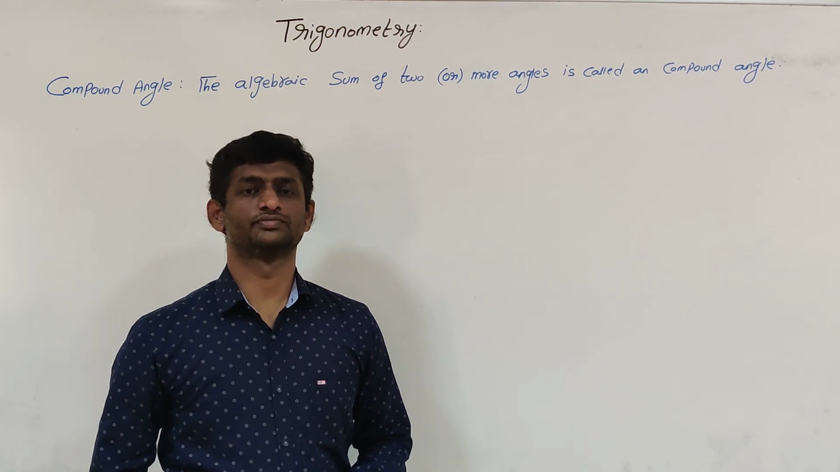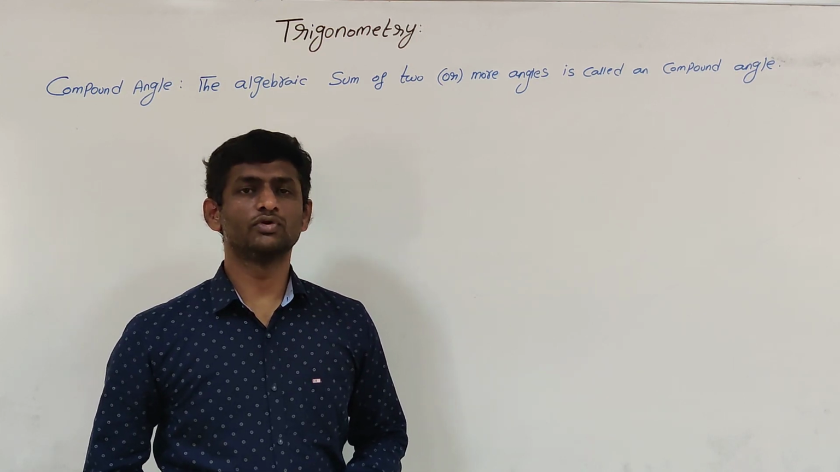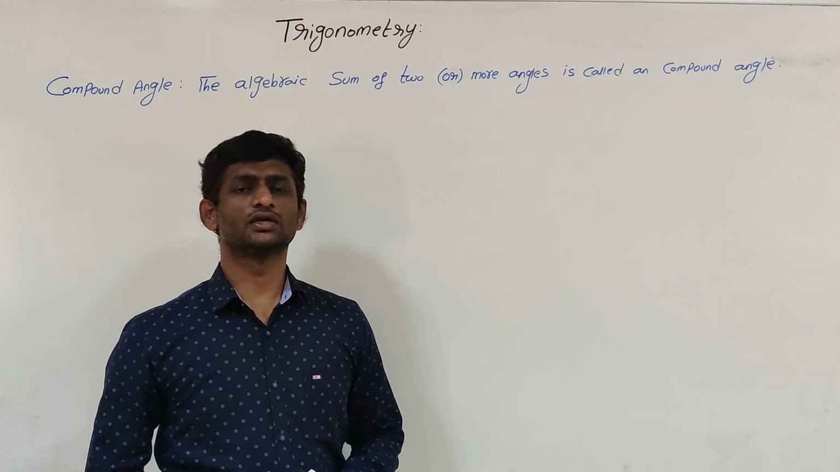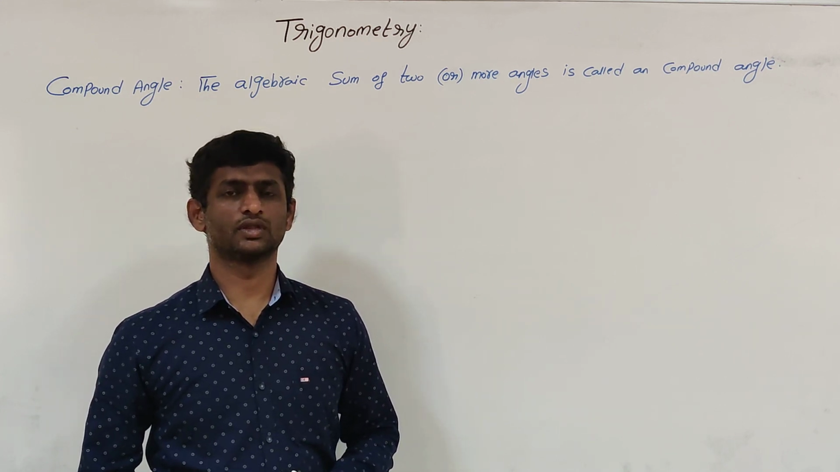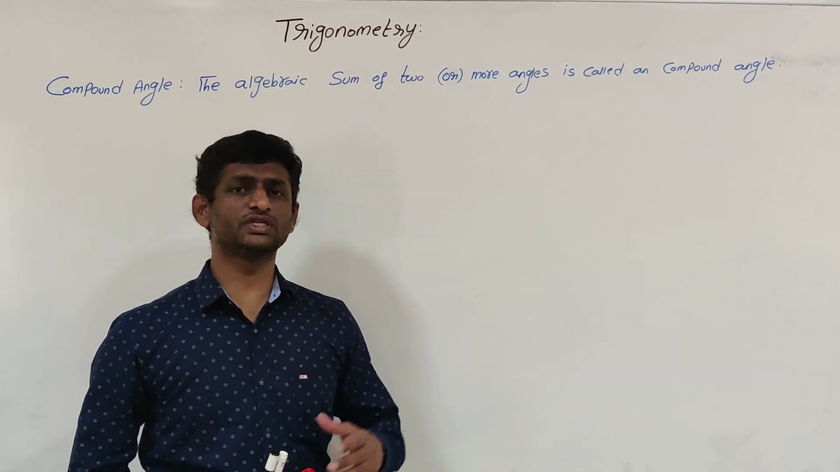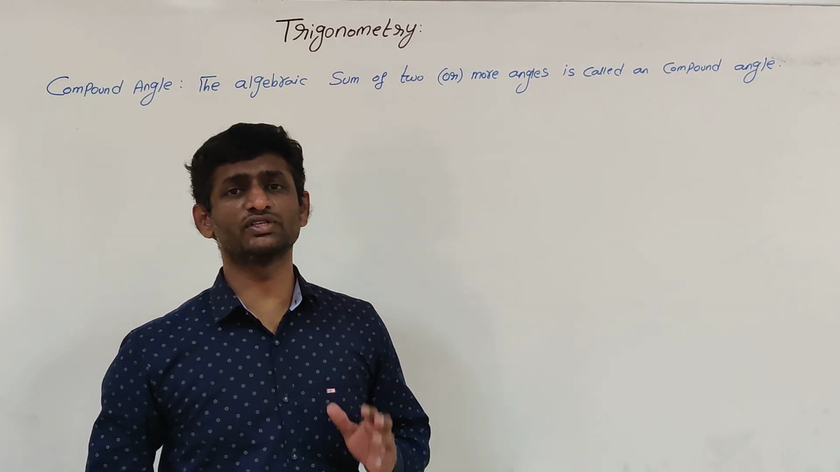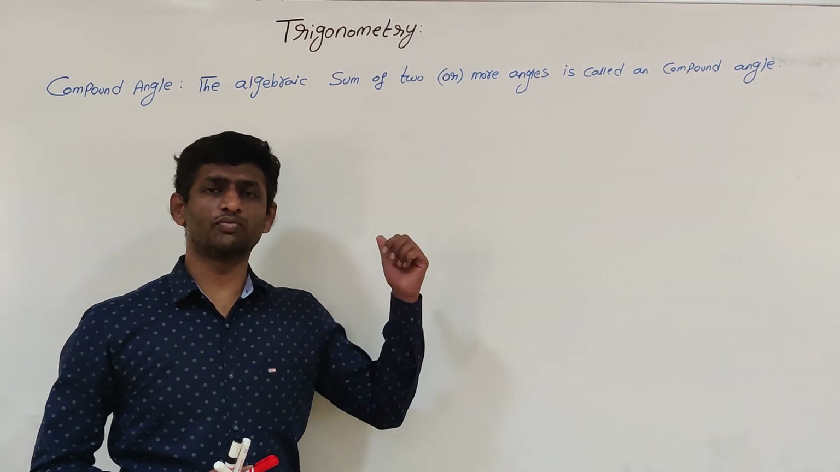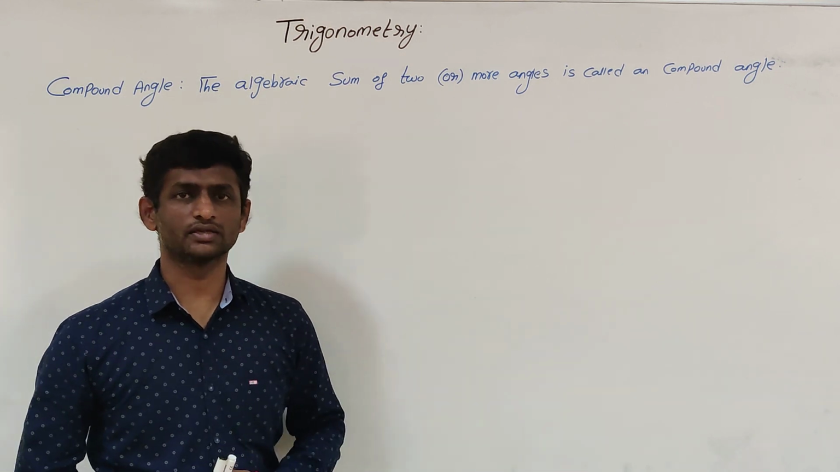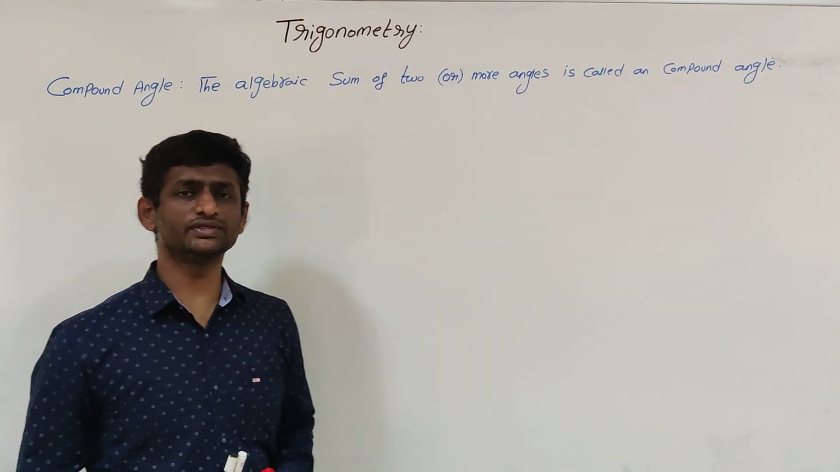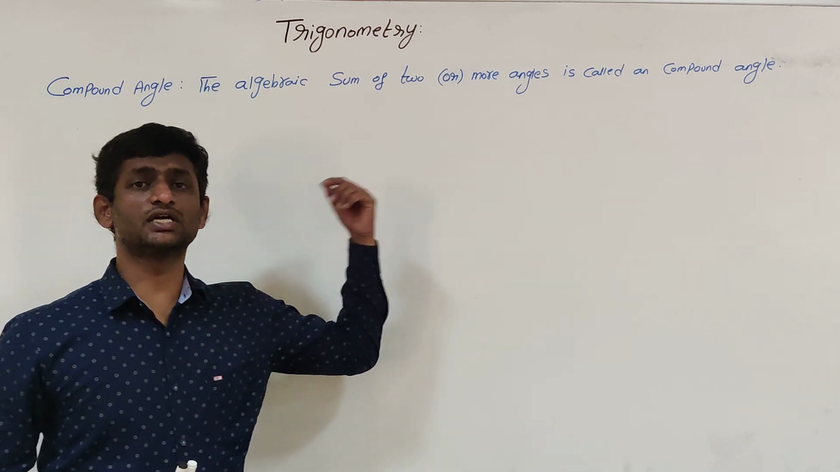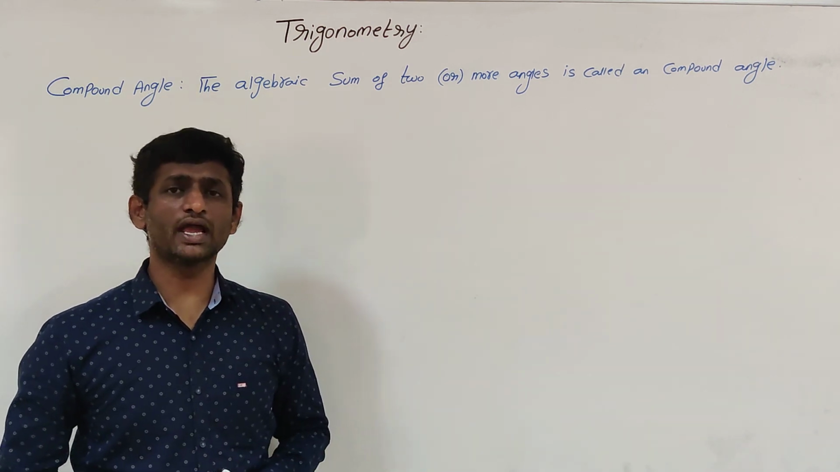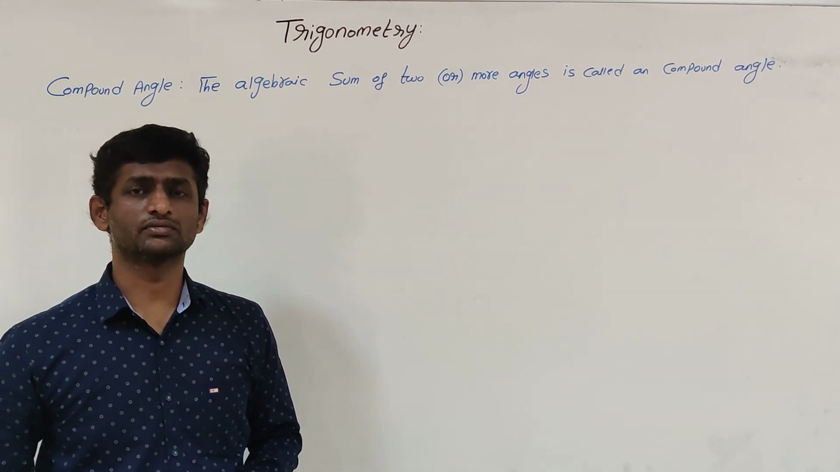Hello students, today we'll go for a new topic, that is compound angles. But in the previous sessions we have seen only the trigonometric ratio of a single angle. But today's topic is compound angle. What is a compound angle? So we'll see the definition. The algebraic sum of two or more angles is called a compound angle.